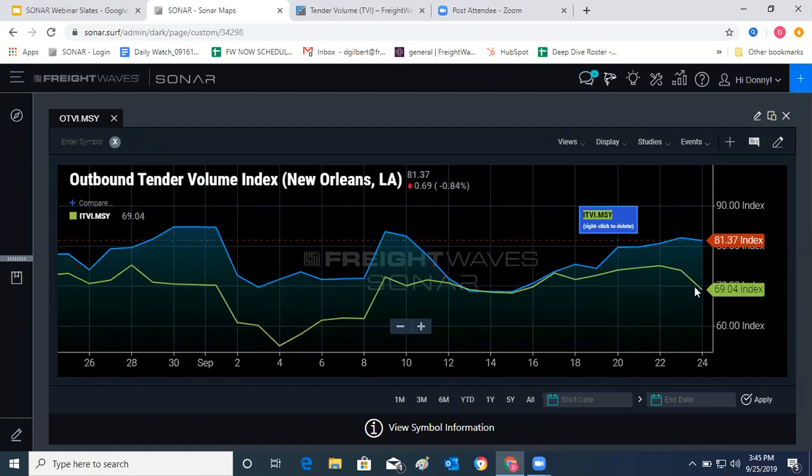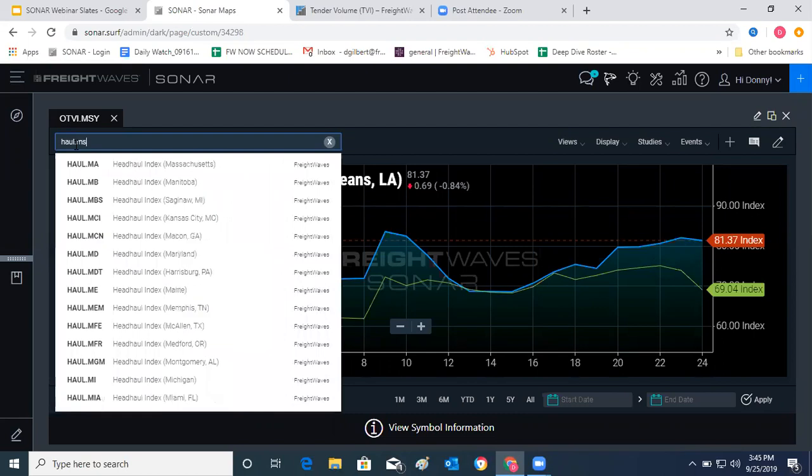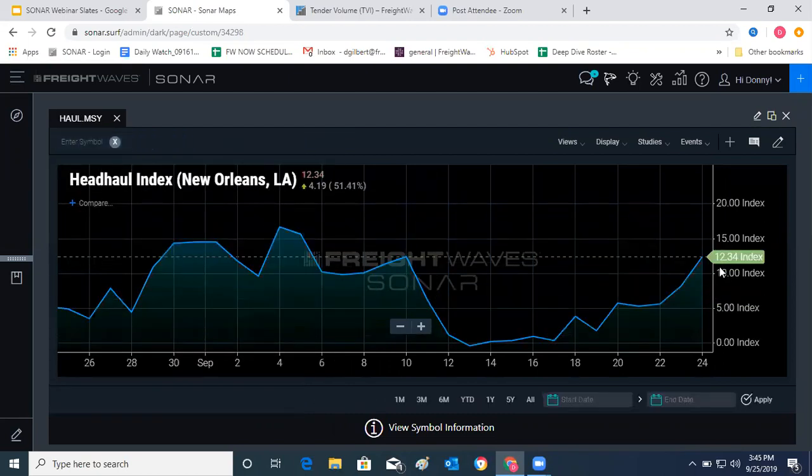tighten up your capacity. Now, we measure capacity using what I'm getting to next, the Headhaul Index. The Headhaul Index for FreightWaves is the outbound freight volume minus the inbound freight volume. And our ticker for that is HAUL, HAUL dot, and of course, MSY for New Orleans. And we get 12.34 index points.